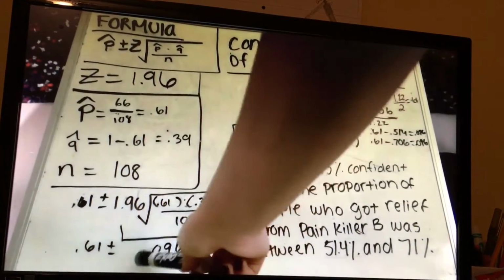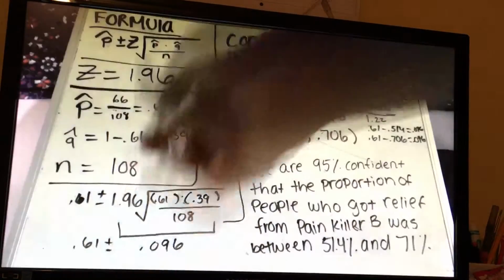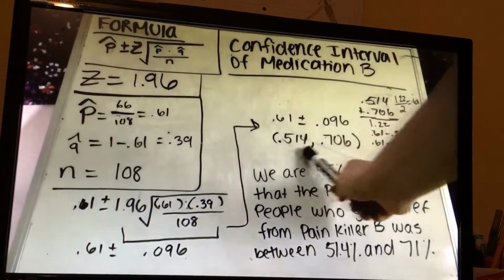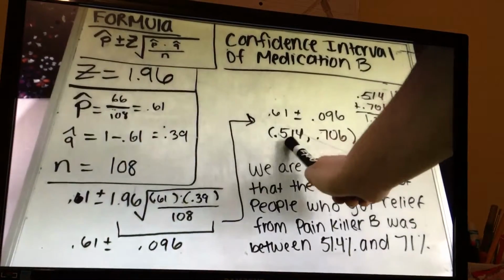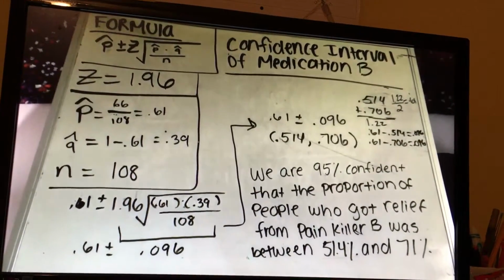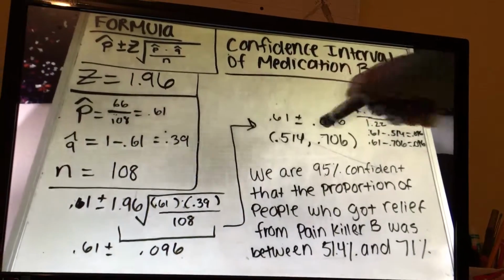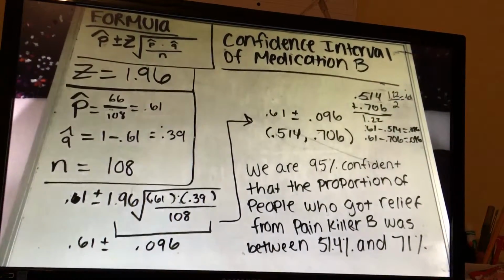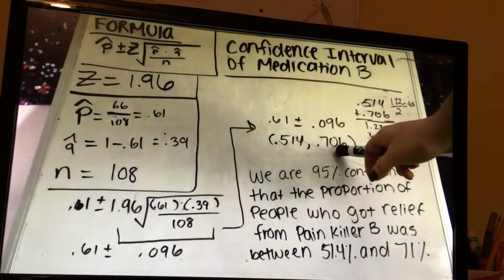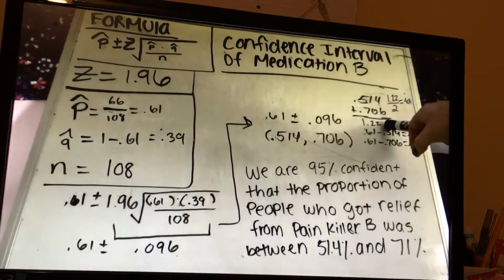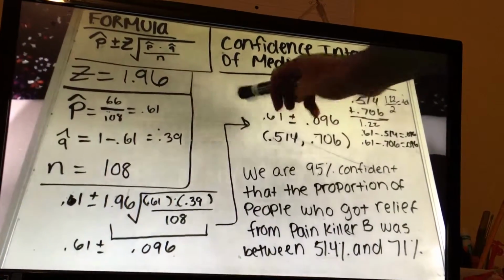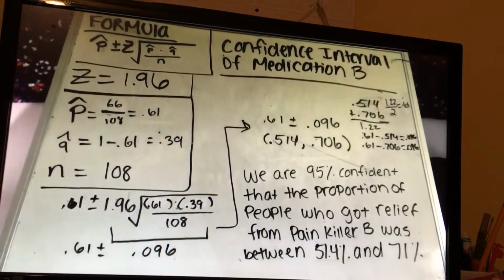Do this part out, you get 0.096 plus or minus 0.61, your p hat. So you do that out, you get your confidence interval, which is 0.514 and 0.706. Now, you already found your stat and your margin of error, but just to show you, if you want to check it, you do 0.514 plus 0.706 gives you 1.22. Now you take 1.22, divide that by 2, and you get 0.61. So we got that side right.